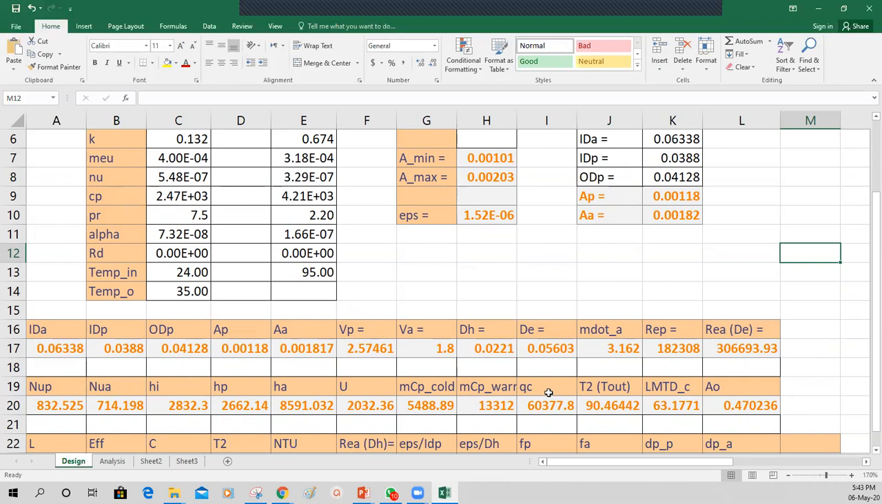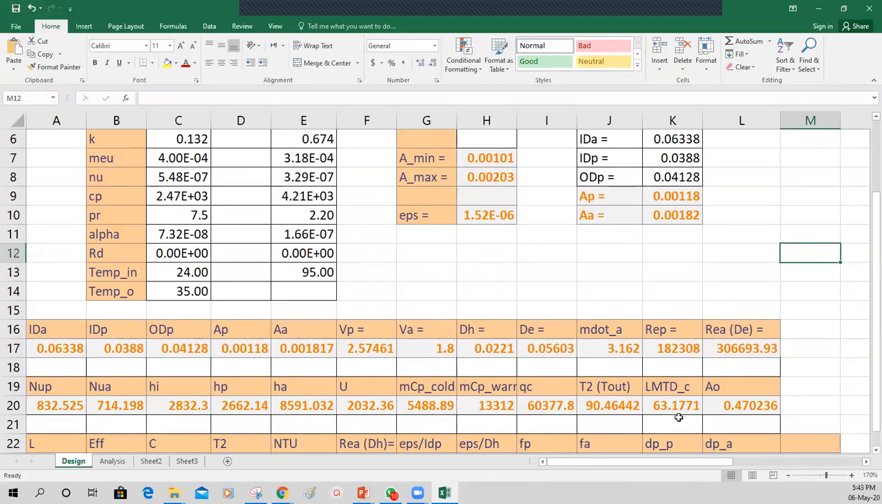And delta T, that is T1 minus T2 for warm fluid. So T1 is given as 95, and T2 we can find by equating the heat transfer. Once you find T2, then we have all four temperatures. Then we calculate the log mean temperature difference.